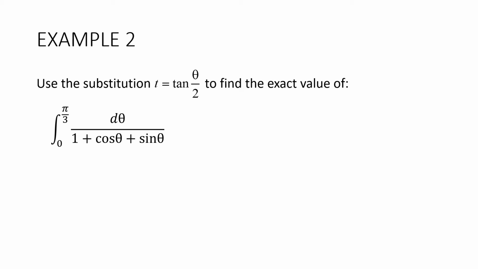Right, so the first thing that we're going to have to do is change those limits. So let's have a look at how we do those. We've got, these are thetas, so theta equals 0 and theta equals pi on 3. So when theta is equal to 0, t is equal to tan 0, which is 0. When theta is equal to pi on 3, t is equal to tan pi on 6, which is 1 on root 3. Okay, we're ready to go.